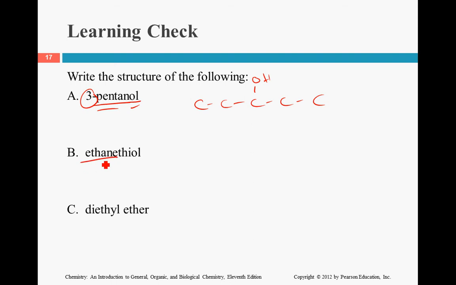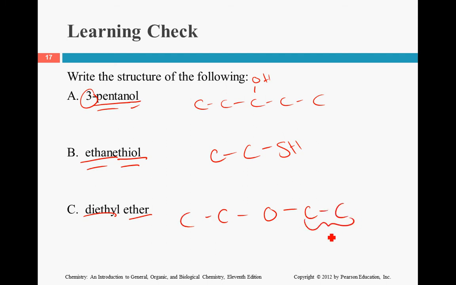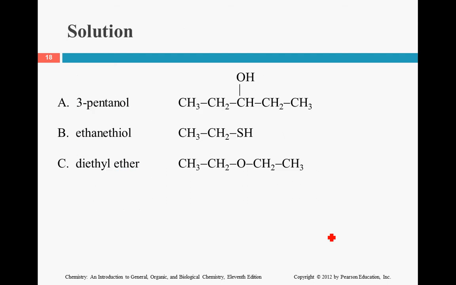On B, ethane. So that's 2 carbons because it's eth. Thiol means that we have an SH group on it. And the last one is diethyl ether. So ether means that there's an oxygen in the middle. Diethyl means that there's an ethyl on both sides. And ethyl means 2. There you go.